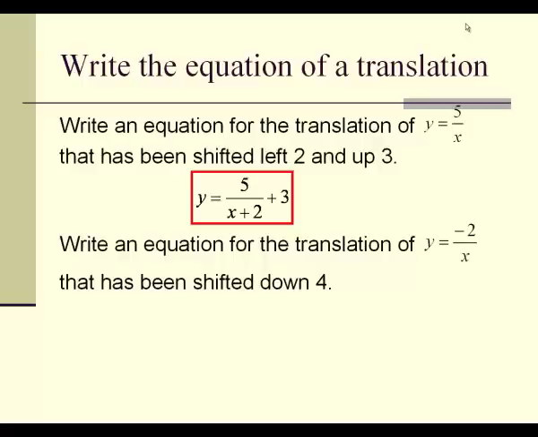Writing the next equation, we're shifting it down 4, which is going to put a minus 4 on the end of your fraction, so y equals negative 2 over x with a minus 4 on the end for the shift of down 4.